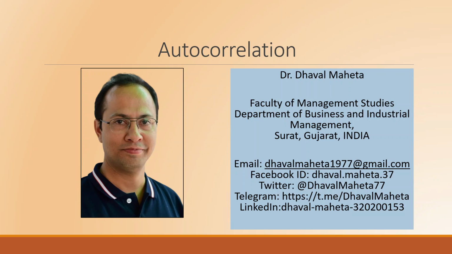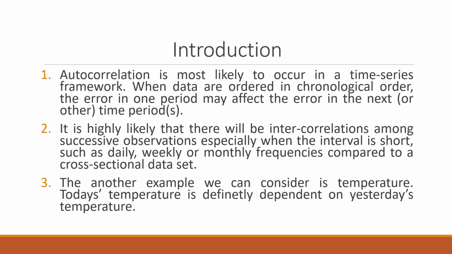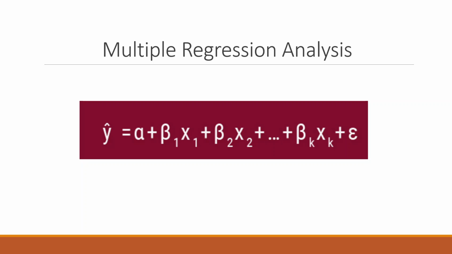This is Dr. Dhaval Maheta, and today we are going to discuss autocorrelation. Basically, it occurs in a time series framework. When data are ordered in chronological order, it may be possible that the error in one period may affect the error in the next period. It is very likely that there is an intercorrelation among the successive observations. For example, today's temperature is dependent on yesterday's temperature. Today's stock prices are dependent on yesterday's stock prices, and therefore there is a correlation among these observations. Because of this, we are getting a special type of error which is known as autocorrelation.